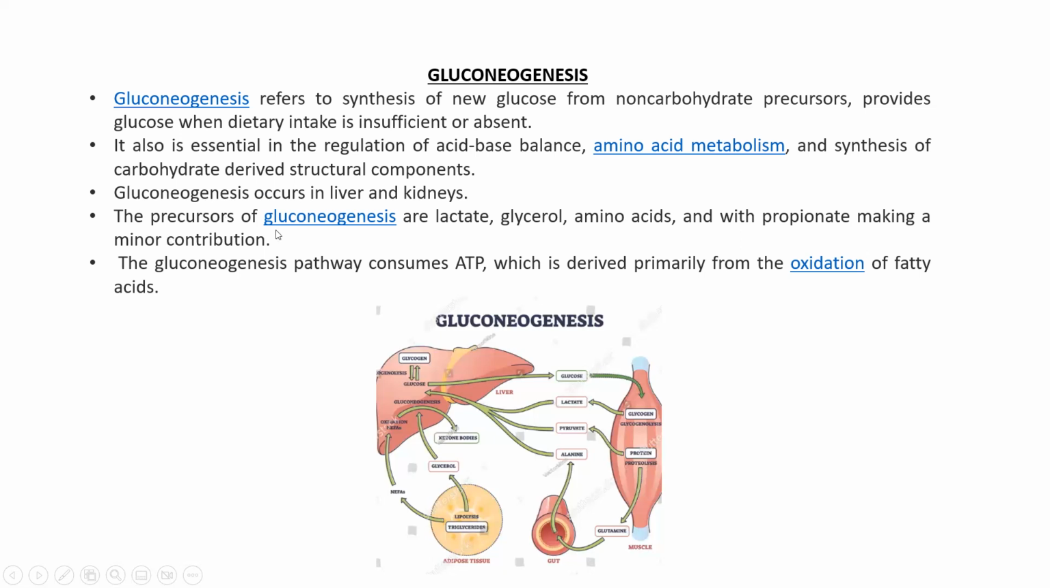Now, the precursors of gluconeogenesis are lactate, glycerol, amino acids, and propionate. That is what we call the non-carbohydrate precursors. These are the starting materials for the formation of glucose. In this process, it consumes ATP for energy, and that ATP is normally formed by the oxidation of fatty acids. So that's all about gluconeogenesis. These are the different types of metabolism of glucose you are supposed to study.